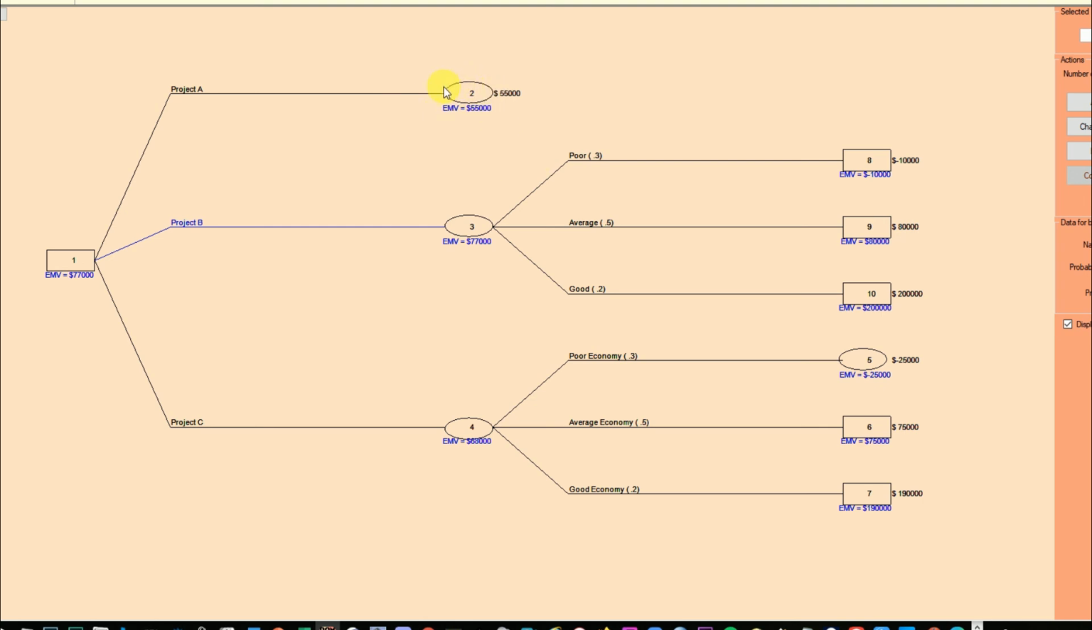Project A is the worst choice among the three, because no matter what the economy is, you stand to earn only 55,000. But it really depends on you whether you will pursue that, because if you look at the difference between 55,000 and 77,000, project B, well, your loss would happen only 30% of the time. 70% of the time, you stand to win better than project A. So that is the decision analysis tree.